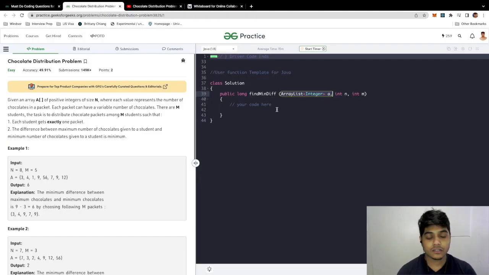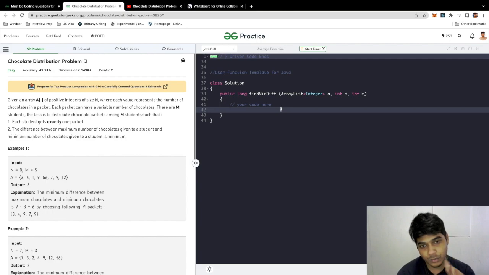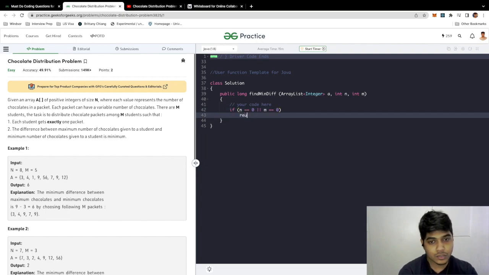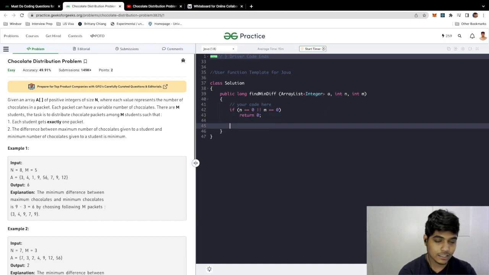So I'm going to code this now in Java. Before we do anything else, we want to check the base cases. Initially I'm going to do a validation to check if n is equal to 0, or if m is equal to 0, meaning that we have no elements in the array, or we do not have any students to distribute chocolates to. We could just return 0, because we don't have anything to return, right? So that's the idea there.